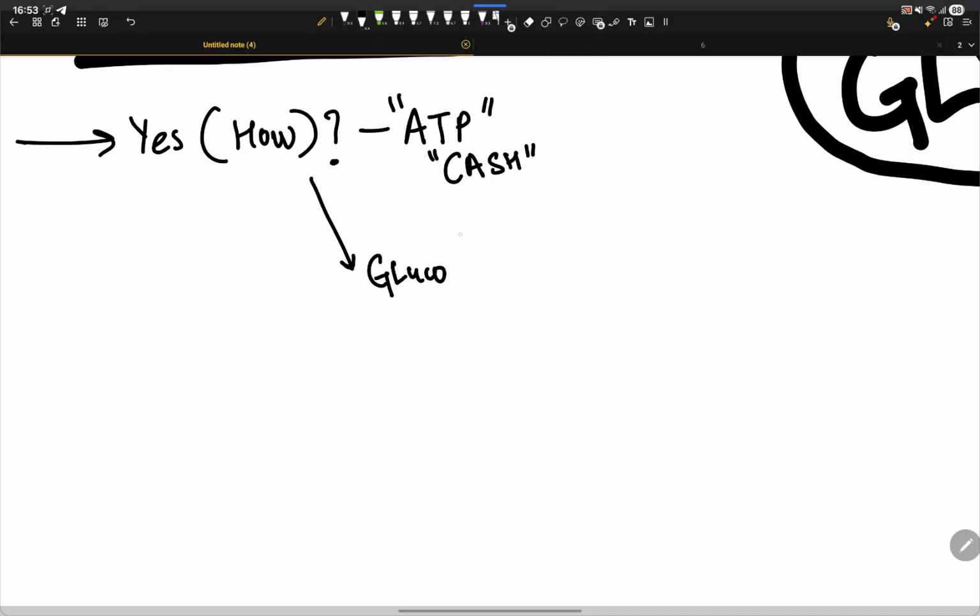So why not just store that, right? That's a good way to think. Let's just store it. But why can't we store it? Turns out that it's tough to store glucose because glucose is very water soluble. That's the problem. It's very much soluble in water, right?